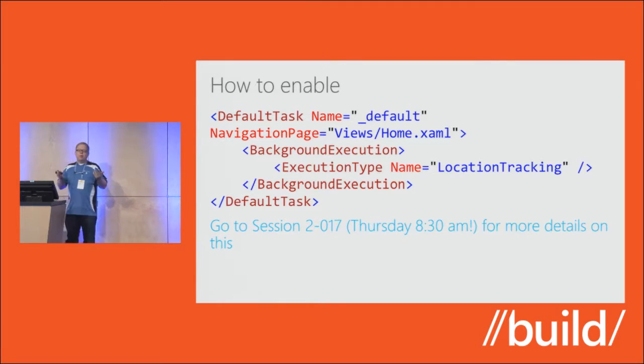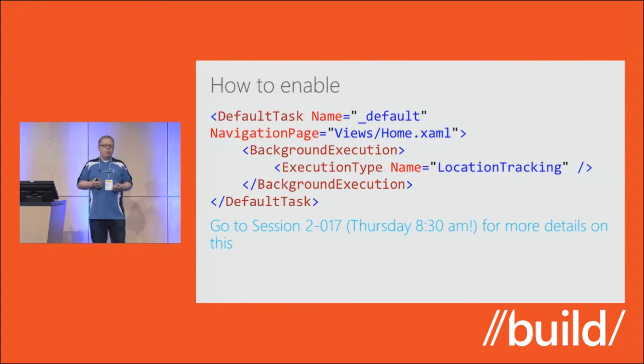So to enable this, in much the same way as you do for fast application resume, in your default task you add a new background execution element, and you just mark it as location tracking, and then that will mark your application such that the OS will provide new runtime policy to you, so that it will continue running in the background. Now, the best way to talk about this is to see it.